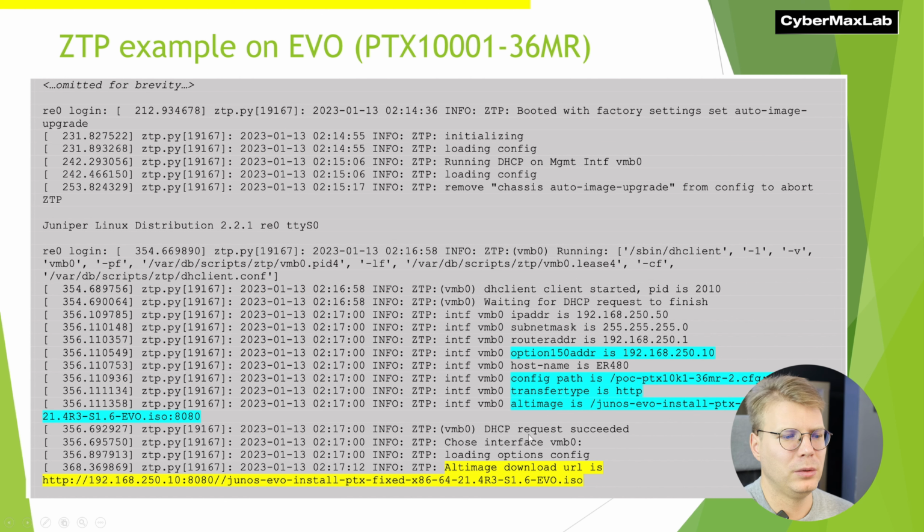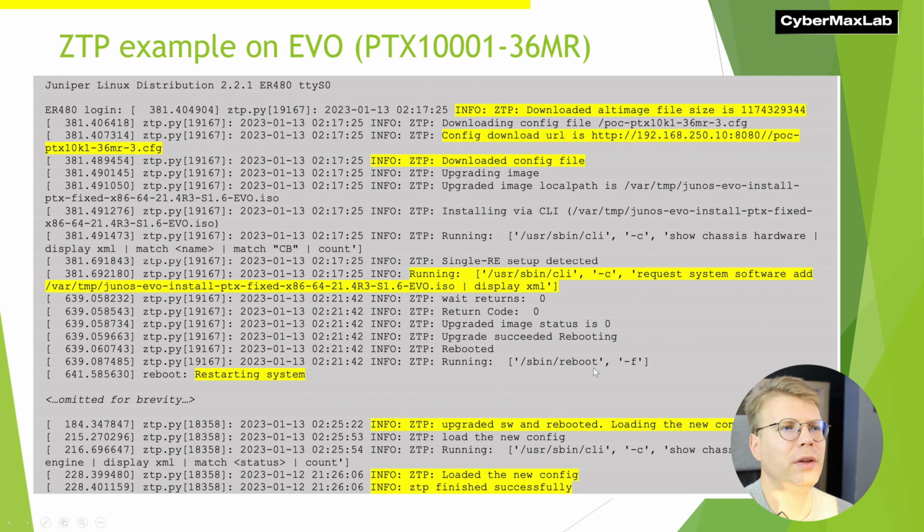So next it starts working, it downloads the image, which is .iso. And then it downloaded image. And then you can also notice alternative image, because as I mentioned, this was tested back then, a year ago or so. Next, we are downloading configuration file downloaded. And then we are running code upgrade. And then upgrade succeeded, rebooting, it restarts the system. And then upgraded software and rebooted, so done. And then loading new configuration loaded.